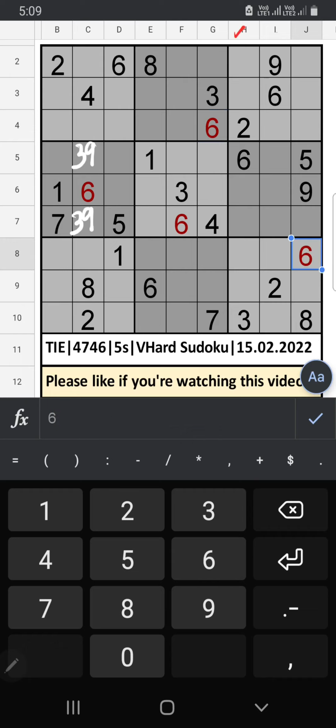Column H and column I, we have 2. So 2 can't come in these cells. Then 2 is confirmed here.